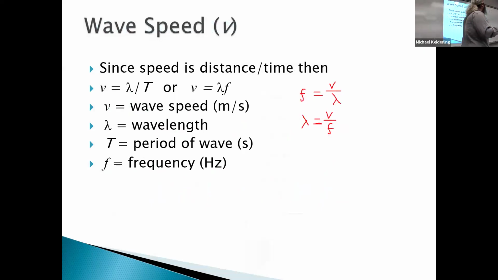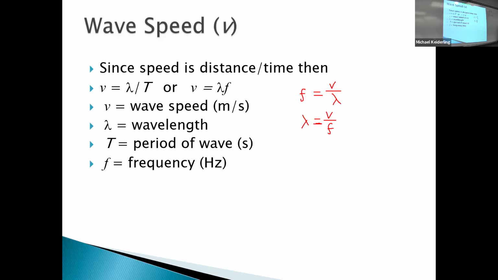So the speed of a wave is the wavelength over the period. And that means that the speed of a wave equals wavelength times frequency.